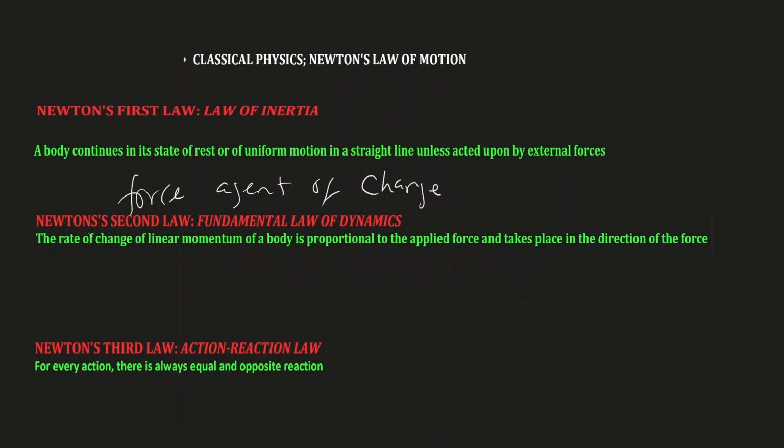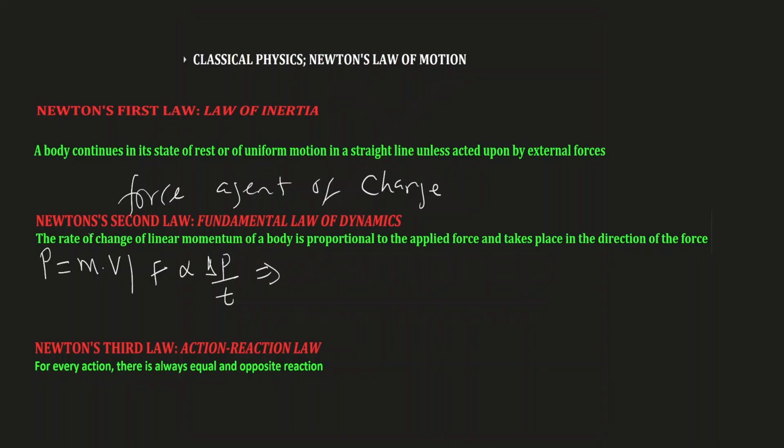So let's look at this law closely. The law says that the rate of change of linear momentum. So what is momentum? Momentum in physics is usually designated as P, and momentum is equal to the product of mass and velocity of an object. So this law can then be represented as the applied force F is proportional to the rate of change of linear momentum. So rate of change of linear momentum will mean change in linear momentum over time. When you have rate, it means over time.